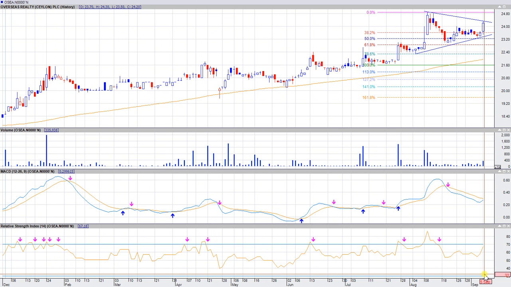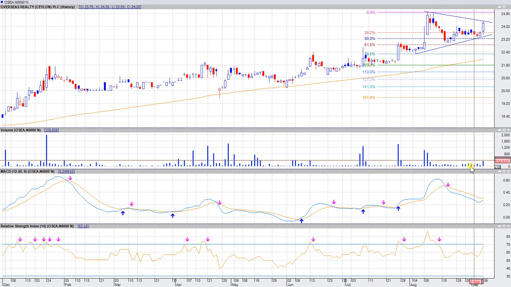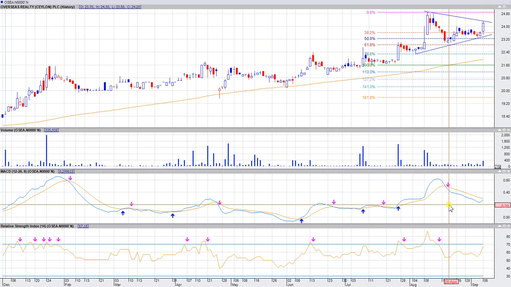And as usual, we have the volume indicator. Usually I use the moving average and the volume indicator. I have included MACD as well. Now let us look at MACD.